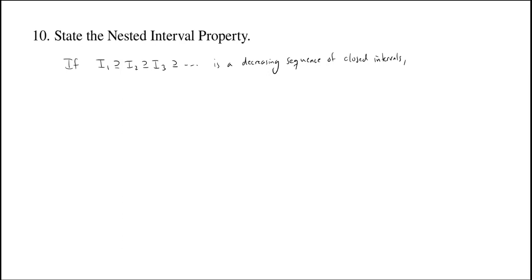Okay, then if I take the intersection of all of these intervals, there is some element that still remains. So any intersection of a decreasing sequence of closed intervals is non-empty. And that's the nested interval property. Okay, on to number 11.